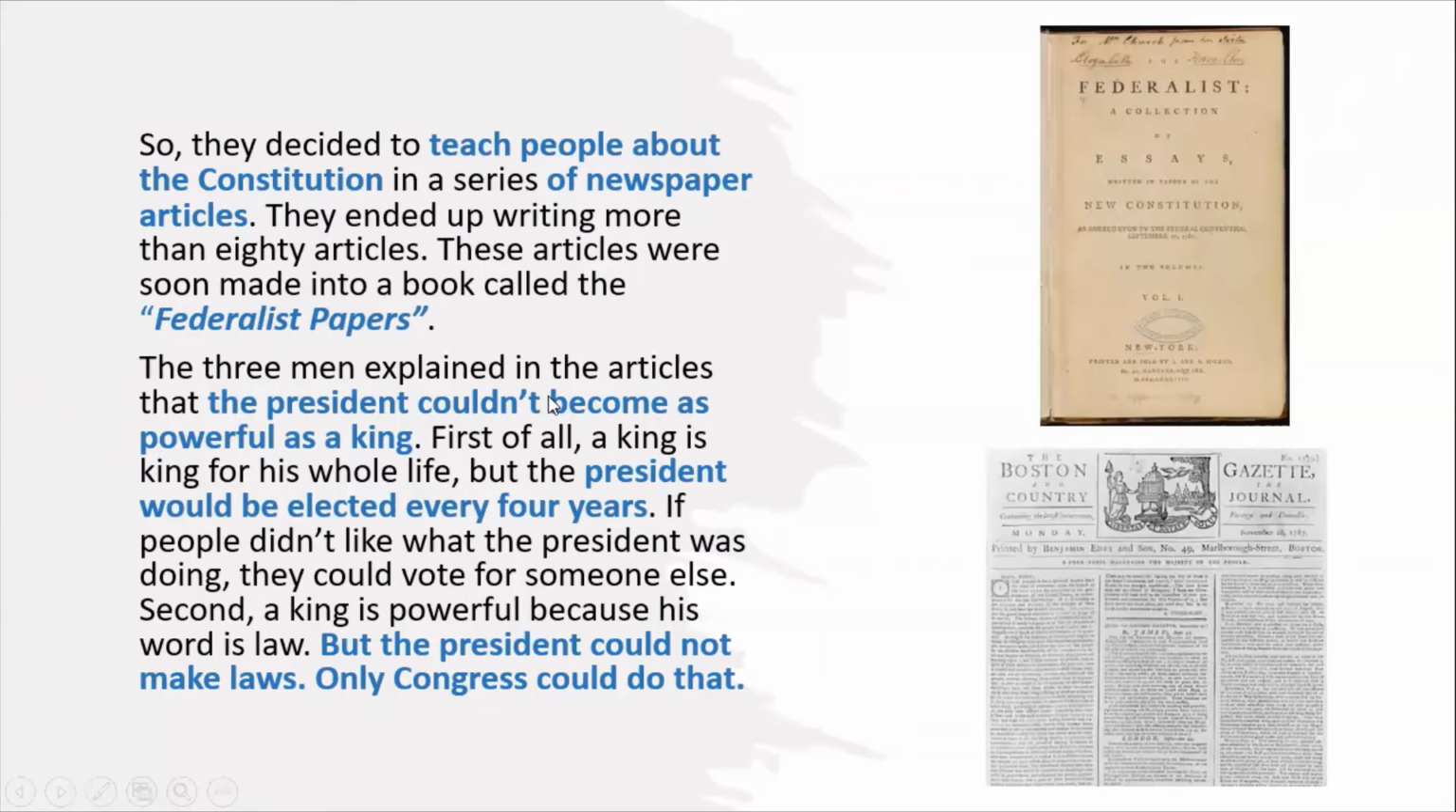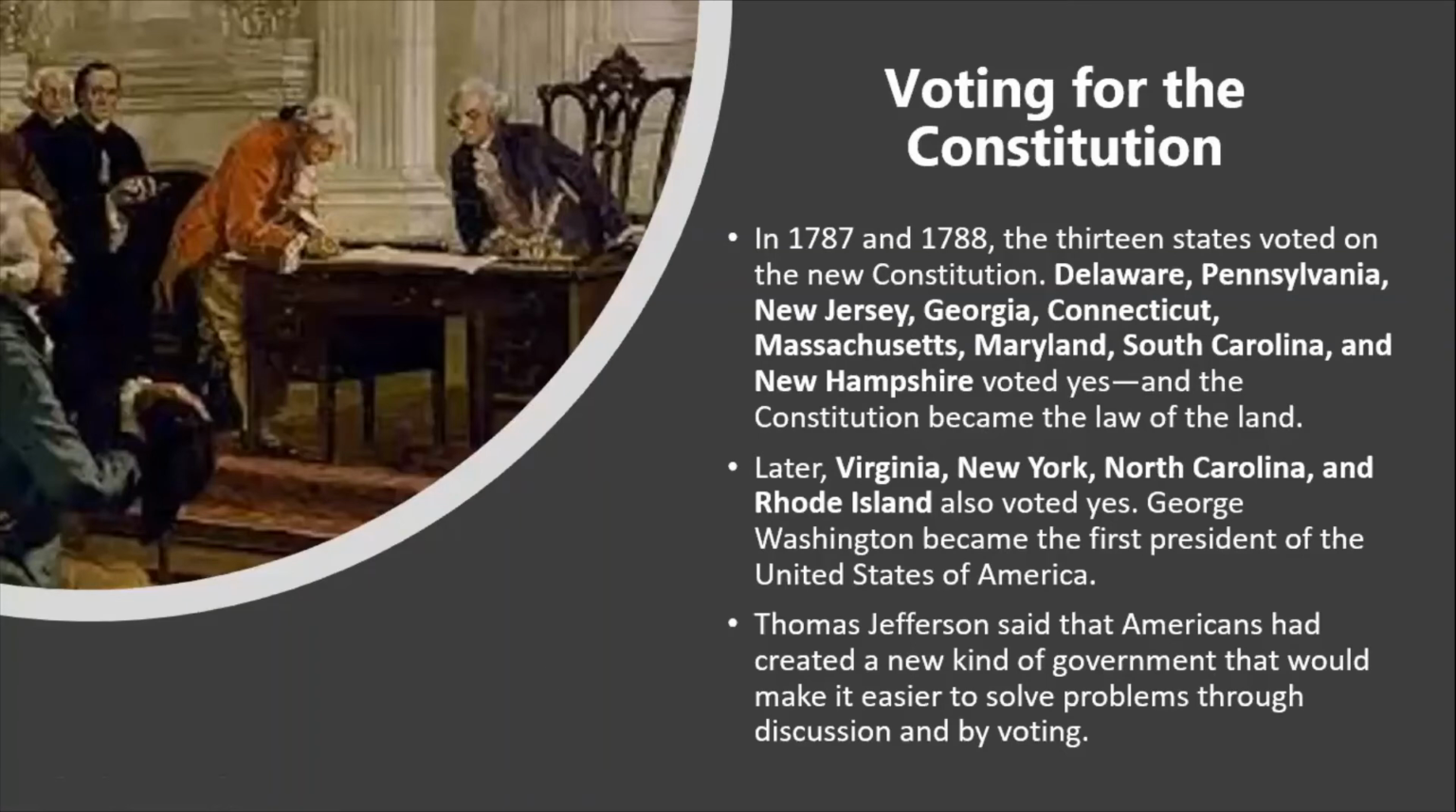The 3 men explained in the articles that the president couldn't become as powerful as a king. First of all, a king is a king for his whole life, but the president would be elected every 4 years. If people didn't like what the president was doing, they could vote for someone else. Second, a king is powerful because his word is law, but the president could not make laws. Only Congress could do that.